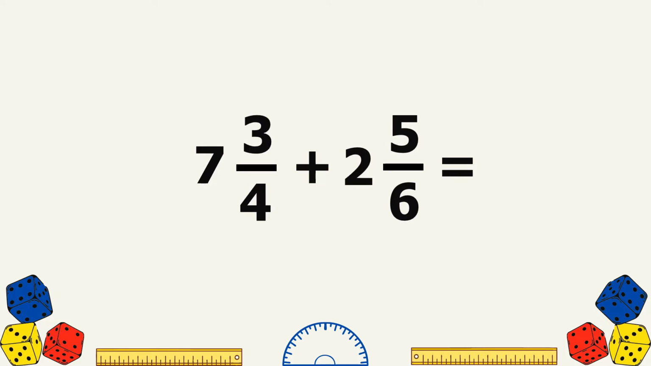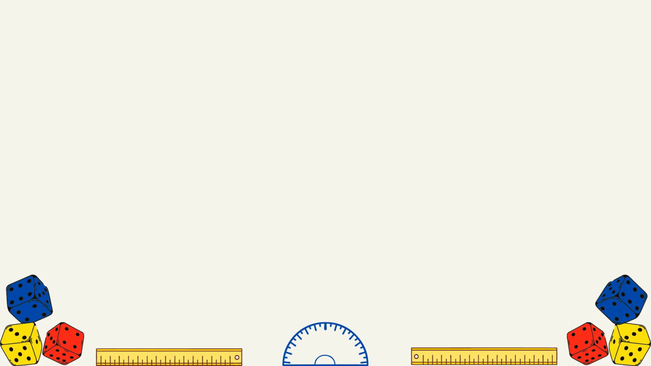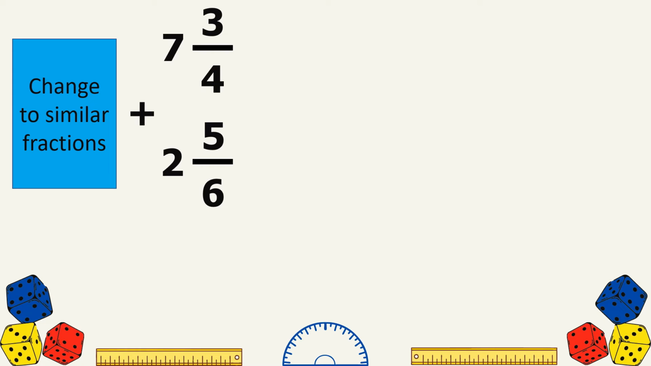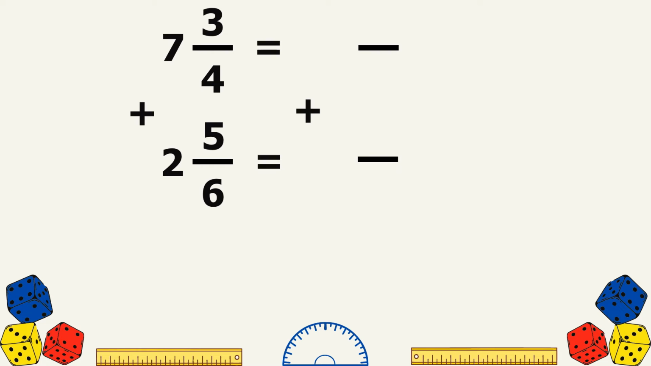So now, let us have an example on how to add dissimilar fractions with mixed numbers. We have 7 and 3/4 plus 2 and 5/6. Let's rewrite them vertically so it is easier for us to add them. The fractions are dissimilar or they have different denominators. So we need to change them to similar fractions. Then we will have a new set of fractions. Then let's copy the whole numbers first because they are sometimes left behind.